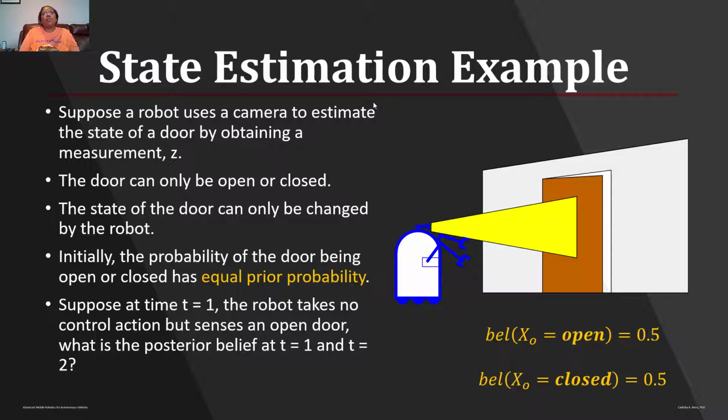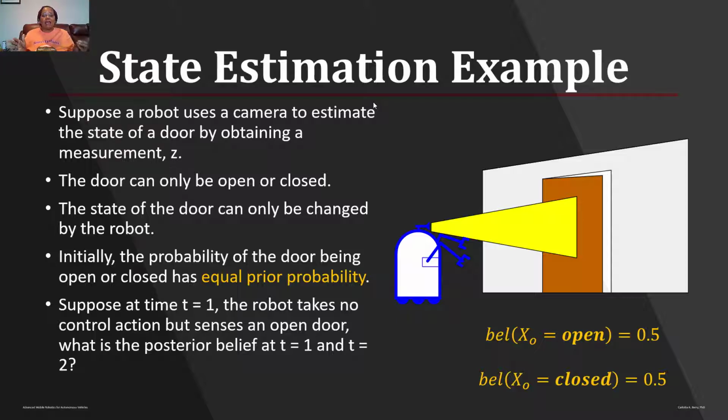So let's suppose that we have a robot that uses a camera to estimate the state of a door and whether it's open or closed, and we're going to represent that measurement by Z. And the door can only be completely open or completely closed. And the state of the door can only be changed by the robot's manipulator. And initially, the robot does not know the state of the door, so we'll give it a 50-50 chance that it's either open or closed.